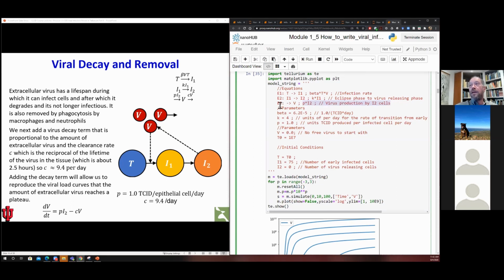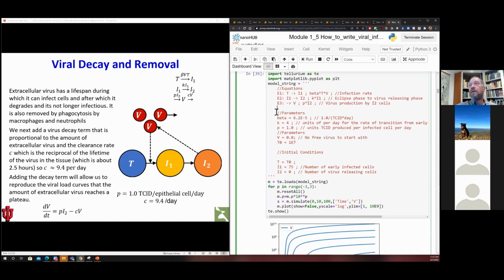Or I can do it the reaction, which is how I'm going to choose to do it, which would be to say the virus goes to nothing, as somebody already suggested, and the rate of that is going to be V times big V. I better not call it V, C times V. And then I have to define my parameter value.